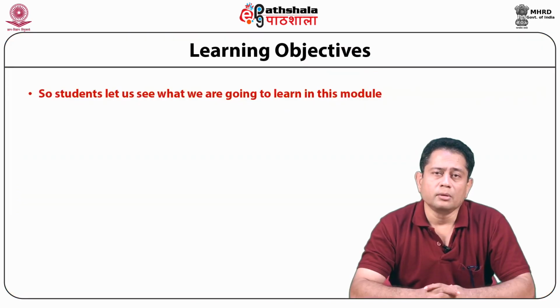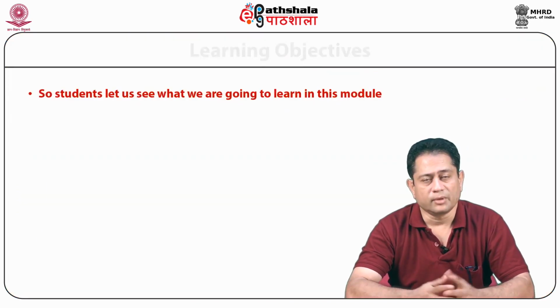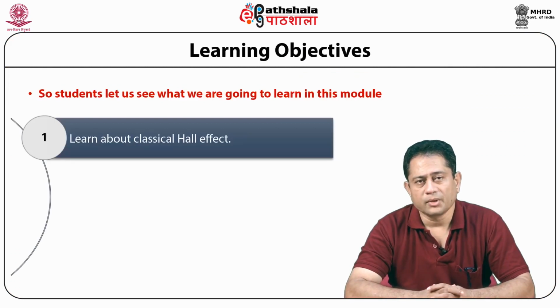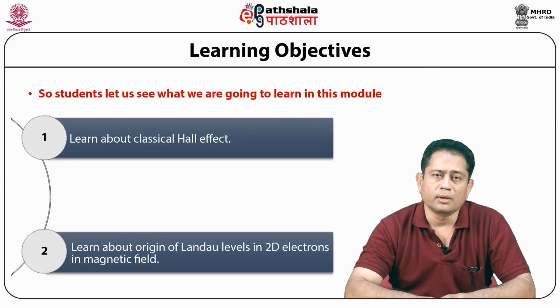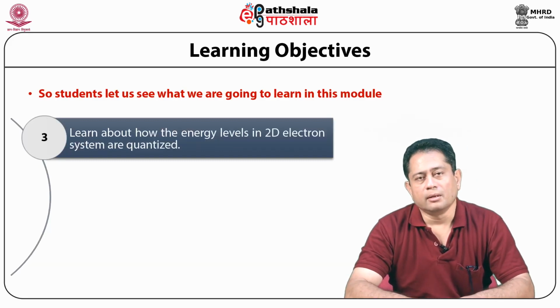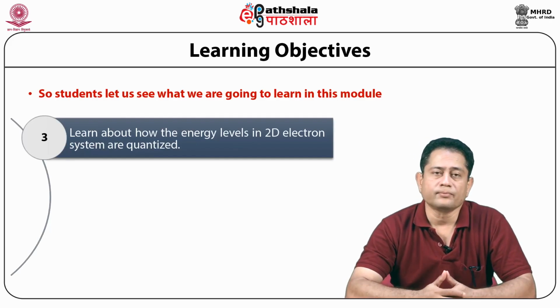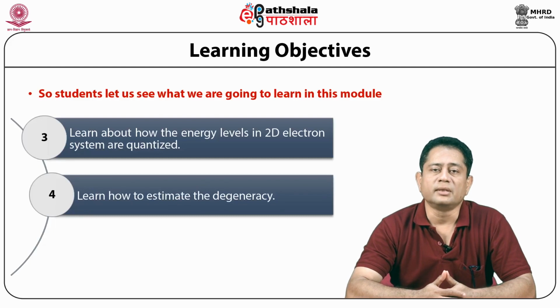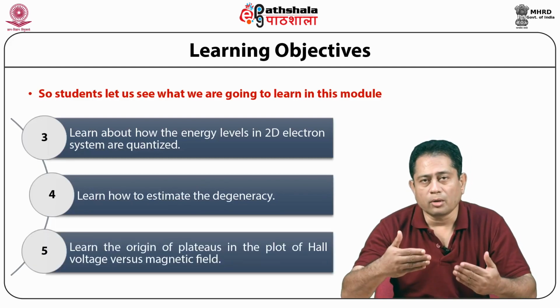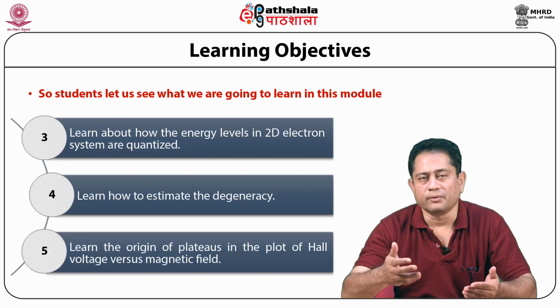Today we are going to discuss the module Quantum Hall Effect from the paper Solid State Physics. After studying this module, you will be able to understand first the classical Hall effect, learn about the origin of Landau levels in two-dimensional electrons in magnetic fields, learn how the energy levels in two-dimensional electronic systems are quantized, learn how to estimate the degeneracy, and also learn the origin of plateaus in the plot of Hall voltage versus magnetic field.